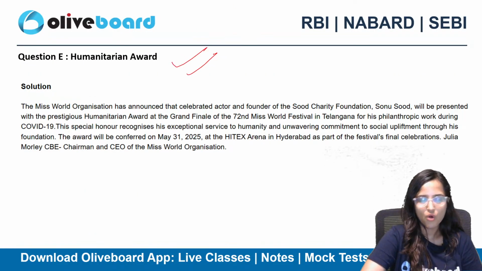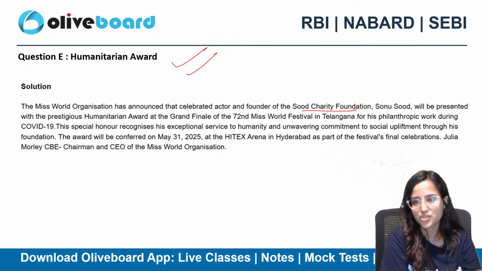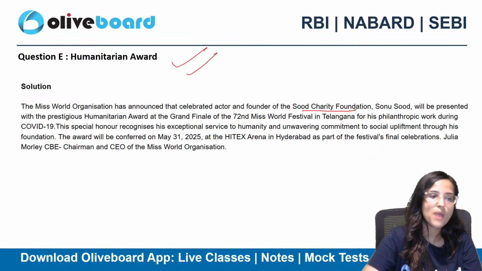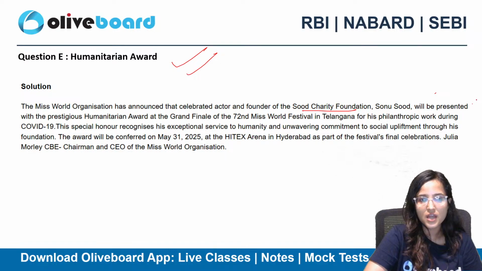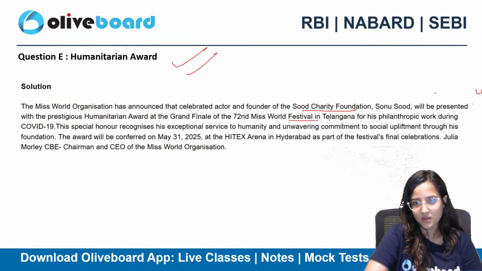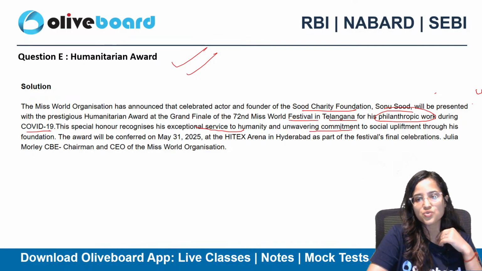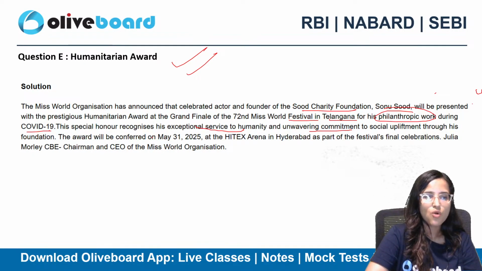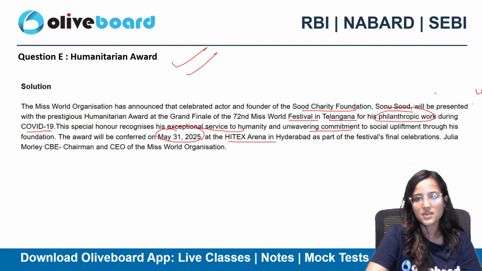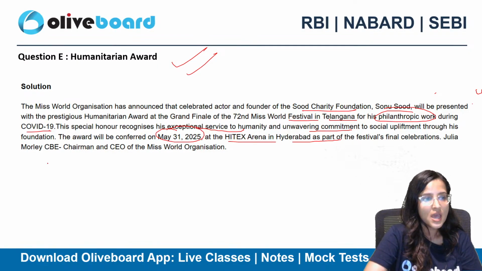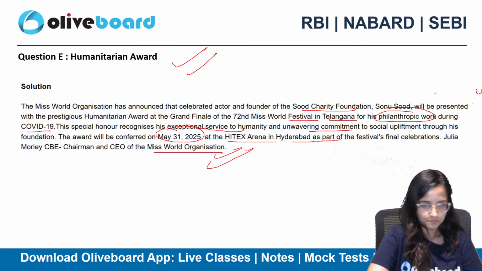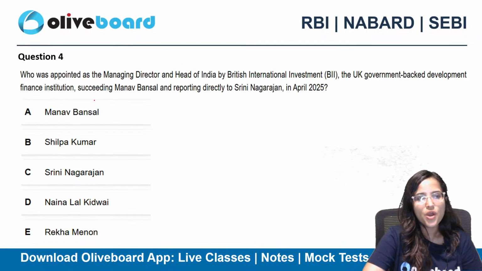Absolutely correct, Humanitarian Award. So Miss World organization has announced that celebrated actor and founder of the Sood Charity Foundation, Sonu Sood, will be presented with the prestigious Humanitarian Award at the grand finale of the 72nd Miss World Festival in Telangana for his philanthropic work during COVID-19. This special honor recognizes his exceptional service to humanity and unwavering commitment to social upliftment through his foundation. The award will be conferred on May 31, 2025 at the Hitex Arena in Hyderabad as part of the festival's final celebration. This is according to Julia Morley, CBE, Chairman and CEO of Miss World Organization.